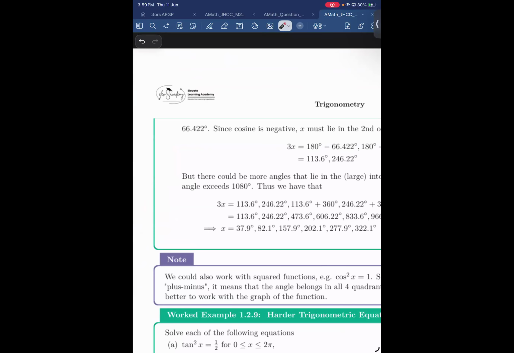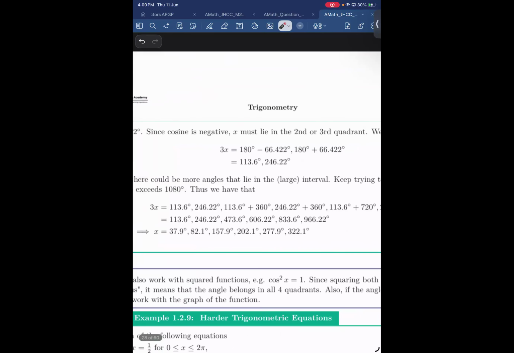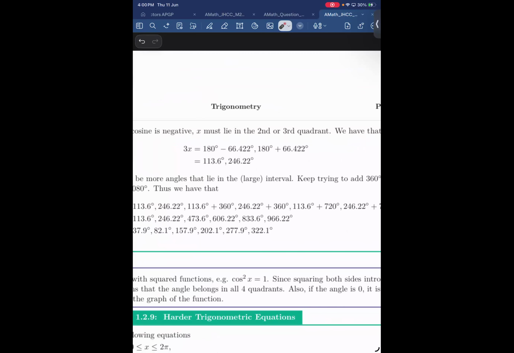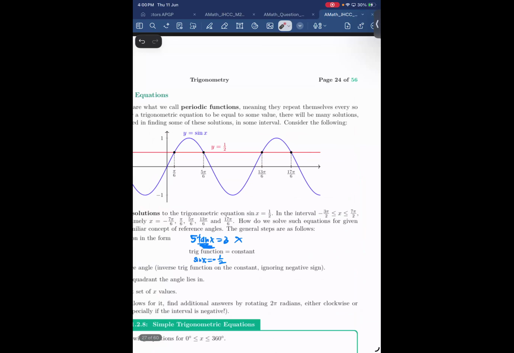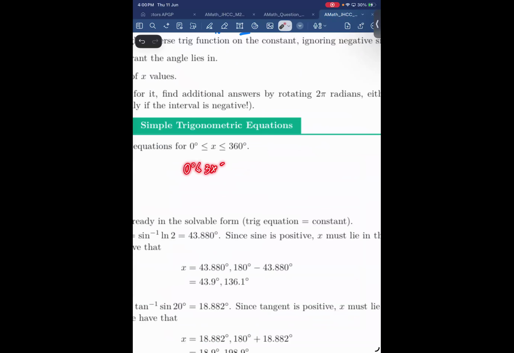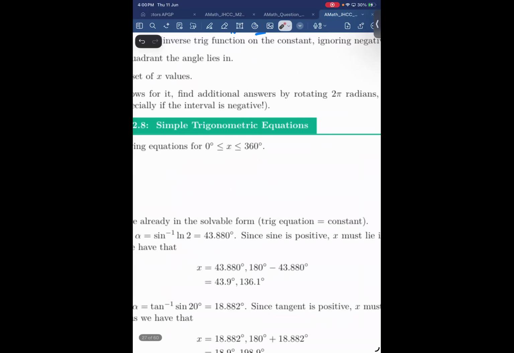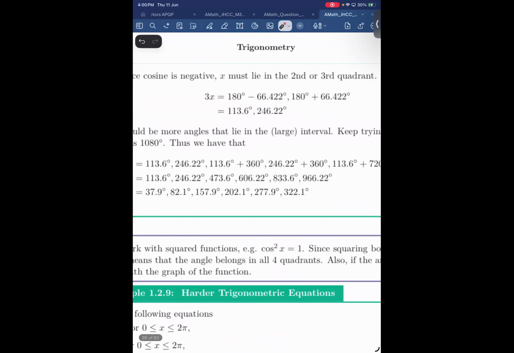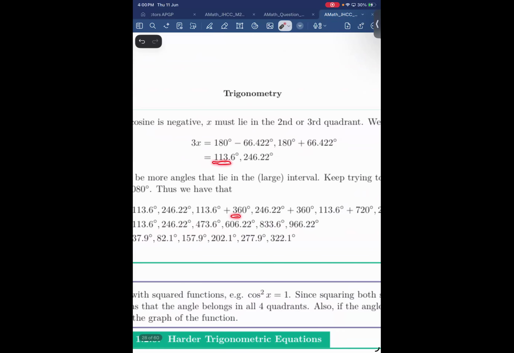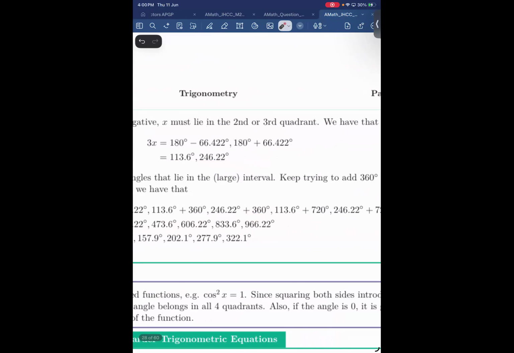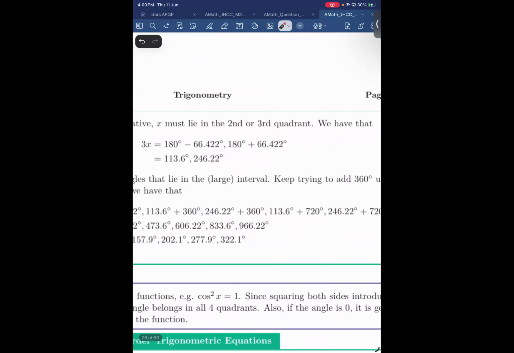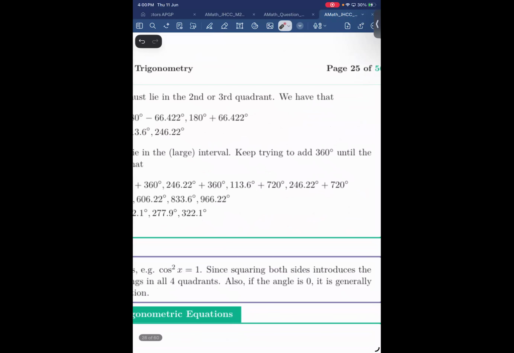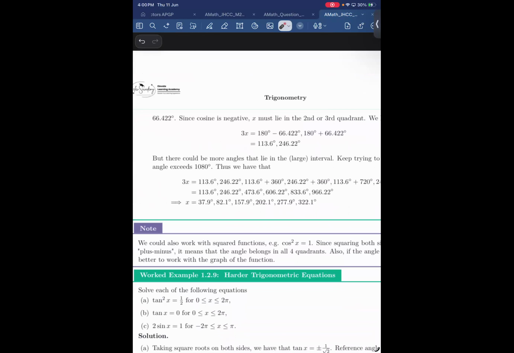Then cosine is negative, so ASTC: the angle must lie in the second or third quadrant. Second quadrant is going to be 180 minus alpha, and third quadrant is 180 plus alpha. But notice my range must be between 0 and 1080 degrees. So these values are quite small, so I can actually rotate one more time. I add 360 degrees to this one, and to this one. Then I try adding one more 360 degrees, so 720, and this one 720 also. Turns out all of these are allowed. Then this is 3x, so x is just all these values divided by 3.